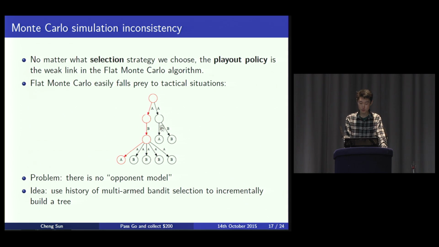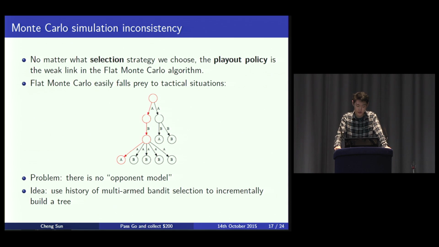which is wrong. So the problem here is that there's no opponent model. We're playing completely randomly. We don't care about the fact that player B is trying to maximize their value, and player A is trying to minimize player B's value, and vice versa. So this is why flat Monte Carlo isn't a true search algorithm. It doesn't take this into account. It doesn't take the minimax principle into account.